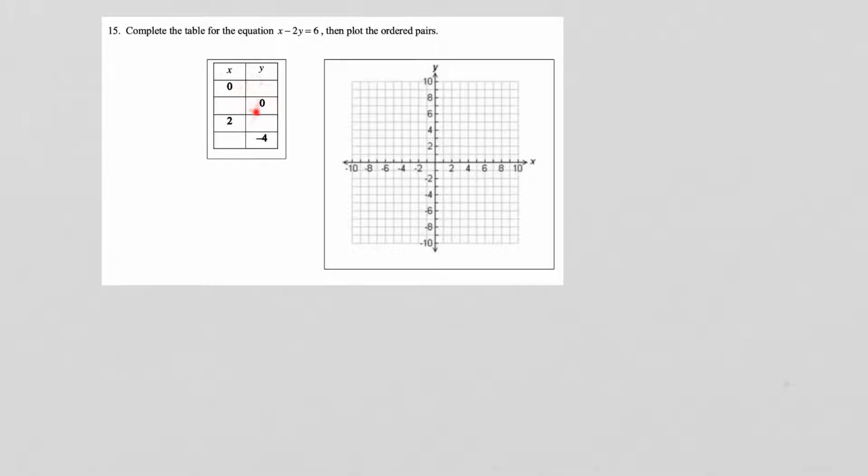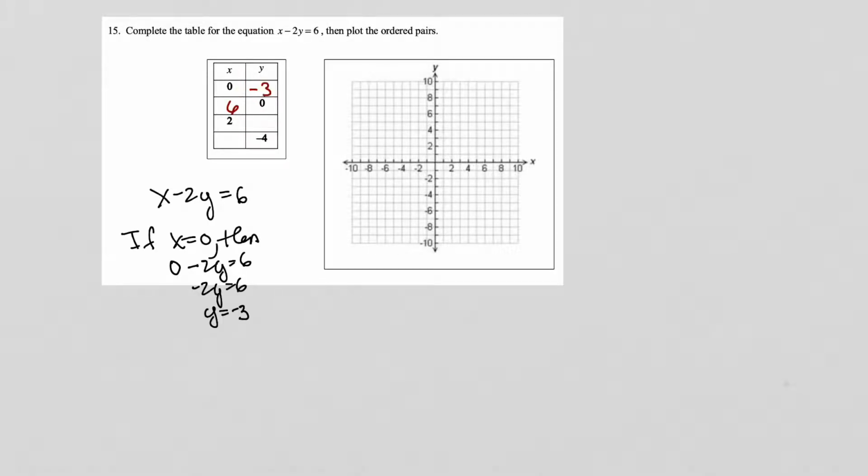Let's complete this table and let's see what we get here. So let's say if x equals 2, then we'll put 2 in up here, right? Put 2 in for x right here, and we will get 2 minus 2y equals 6. Let's subtract that 2. We'll get negative 2y equals, now 6 minus 2 is a 4. Divide by negative 2, we'll get y equals negative 2. 4 divided by negative 2 is negative 2.